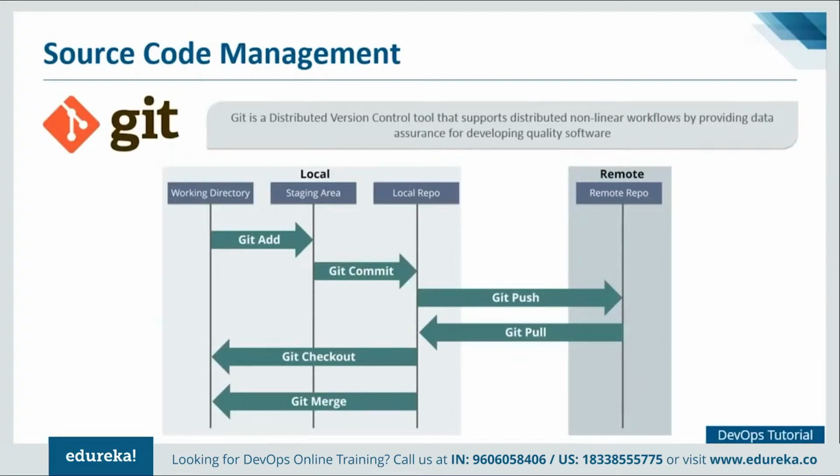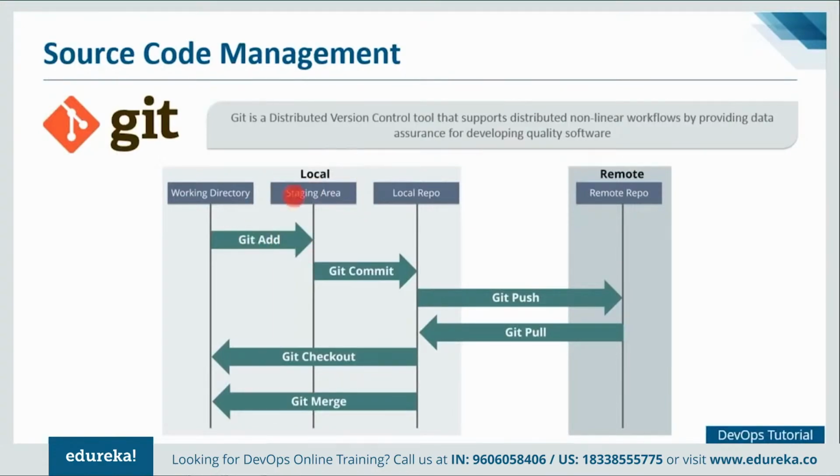Now, Git is a distributed version control tool that supports distributed non-linear workflows by providing data assurance for developing quality software, right? So it's a pretty tough definition to follow, but it'll be easier for you to understand with the diagram that is there in front of your screen. So for example, I am a developer and this is my working directory, right? Now what I want to do is I want to make some changes to my local repository because it is a distributed version control system. I have my local repository as well. So what I'll do, I'll perform a git add operation. Now because of git add, whatever was there in my working directory will be present in the staging area.